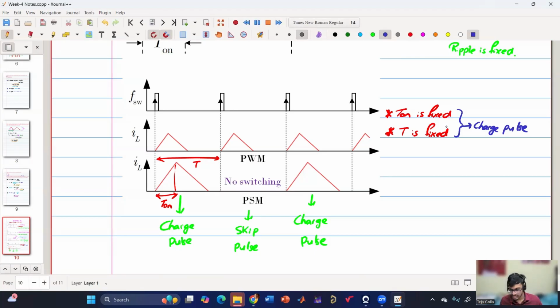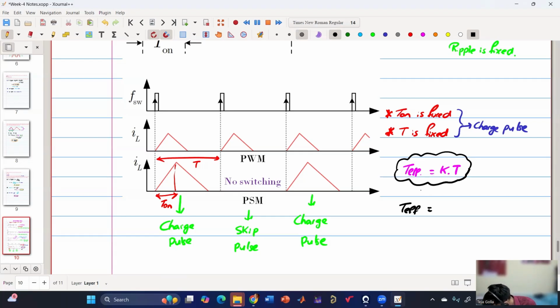So here, the disadvantage is that the effective time period, T effective, is always some integral multiple of the time period. It is not any other value, right? My effective time period is say 1T or 2T or 3T or 4T. But what if, according to my load current, it does not always mean that my effective time period should be 2T? Say T effective, I need 5T or say 2.5T.